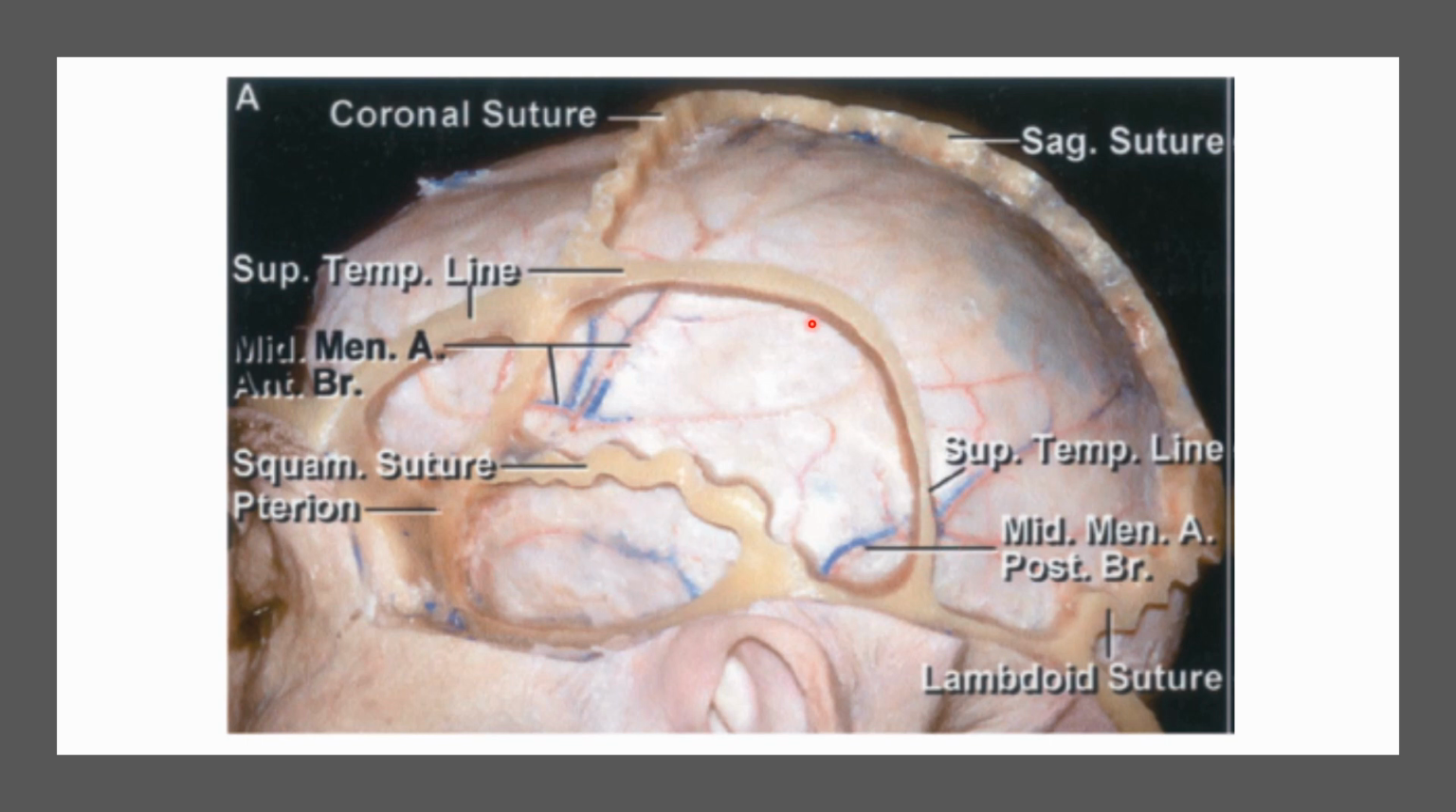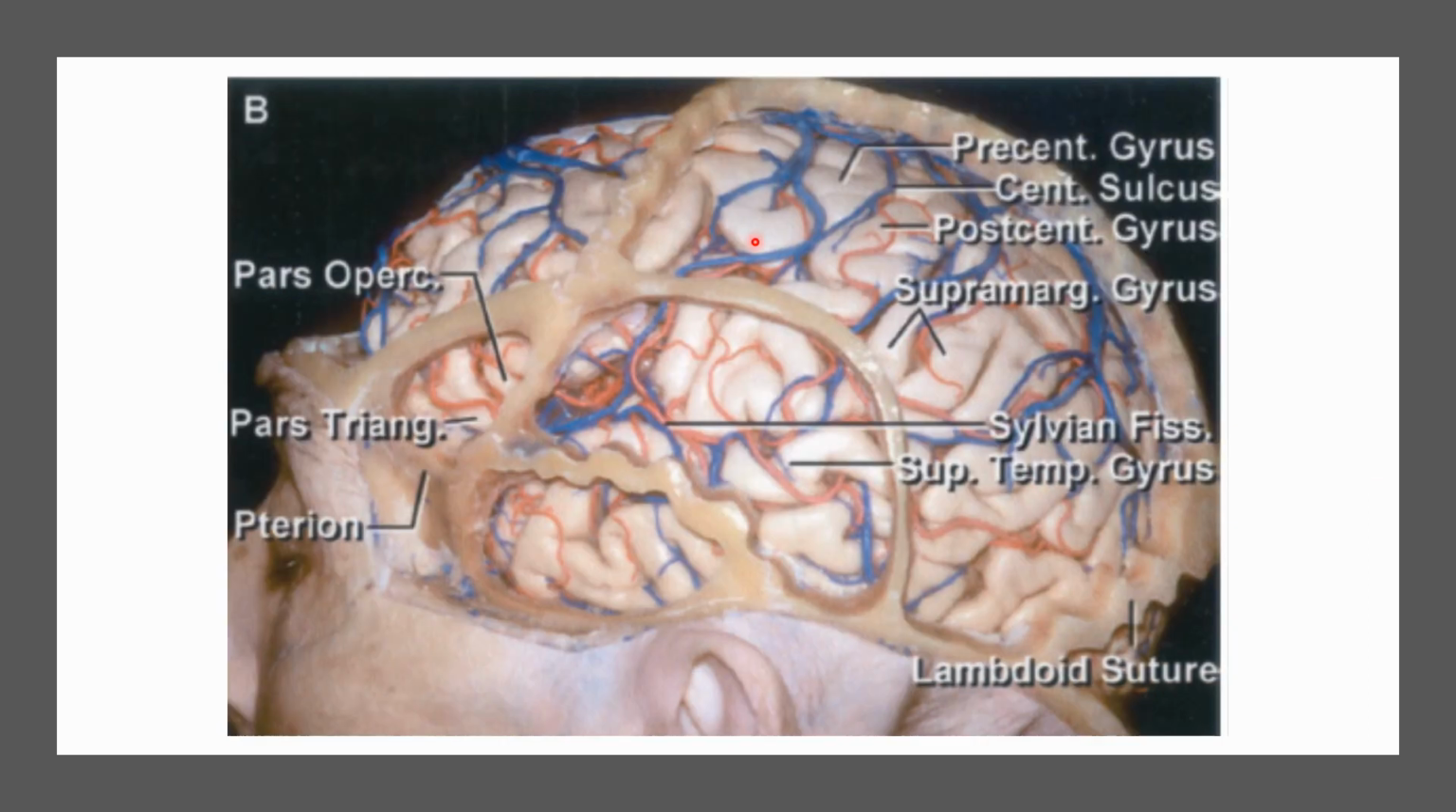Then we have the superior temporal line, which was left, and this is the attachment of the temporalis muscle to the skull. We have the coronal suture, and then the sagittal suture extending from the lambdoid to the coronal sutures here. Frontal bone, parietal, occipital down here, and the temporal bone. If we remove the dura, now we can see the lateral surface of the brain.